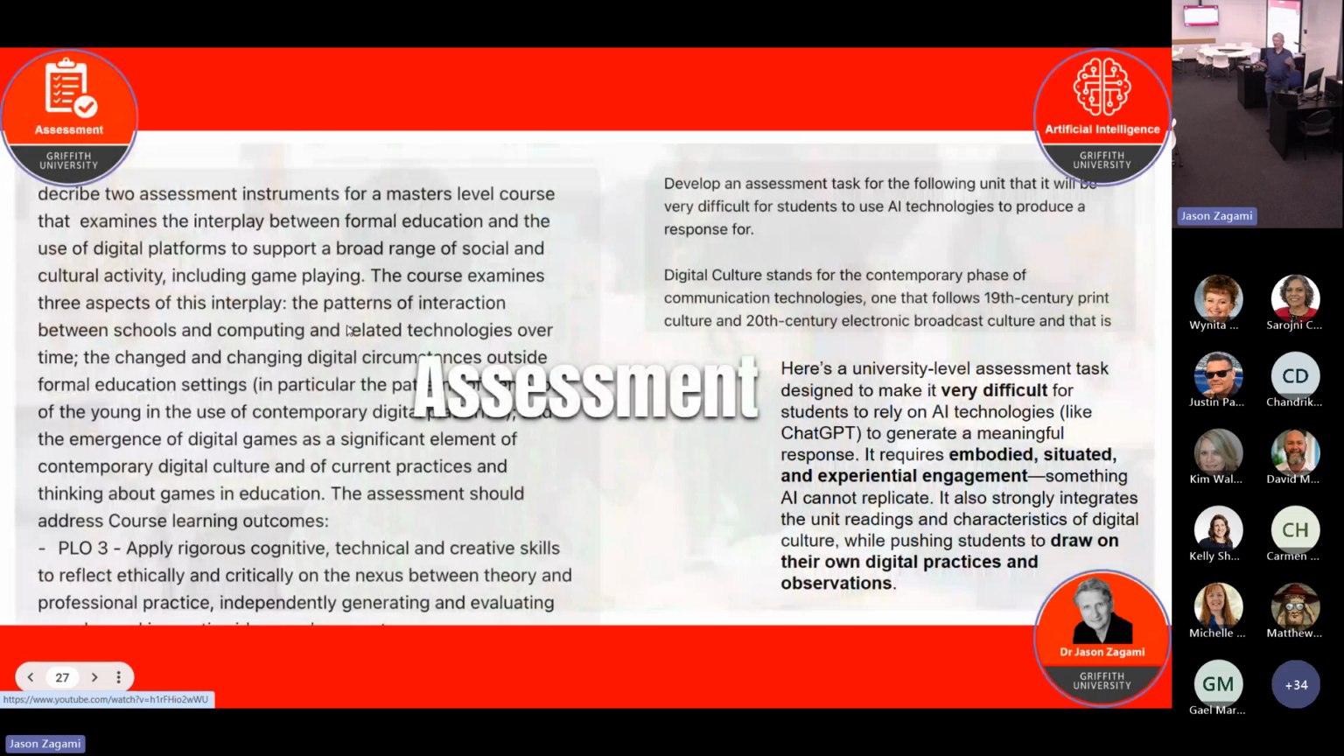Okay, then there's the issue of assessment, always near and dear to everyone's heart around AI. So how have I approached this? Well, first off, for the course that I was developing from scratch, I asked it to develop the assessment tasks. And part of that was to also develop it so that it was going to be difficult to address using generative AI tools. And it came out with various techniques.